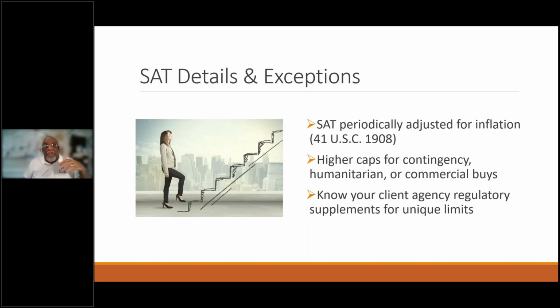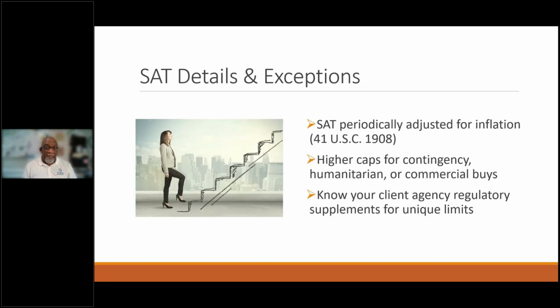Now, the current thresholds often move when there are contingency or humanitarian activities. Okay, when we have emergency situations, such as pandemic response, which was the last one where the caps increased, and we'll talk about those caps in just a moment. Okay, we'll talk about it tripled. So for the simplified acquisition, it moved from $250,000 to $750,000 in humanitarian and contingency operations, and for the micro purchase, it moved from $10,000 to $20,000.